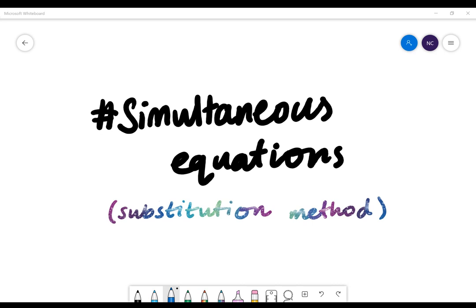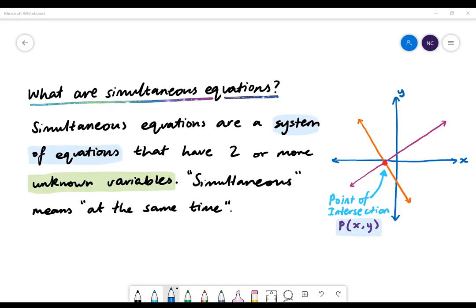Hi there, today we're going to be looking at simultaneous equations, in particular the substitution method. Let's first take a look at what are simultaneous equations. Simultaneous equations are a system of equations that have two or more unknown variables. Simultaneous means at the same time.